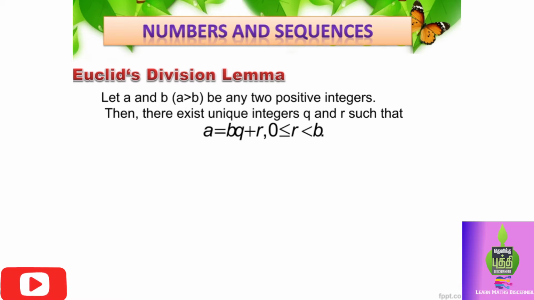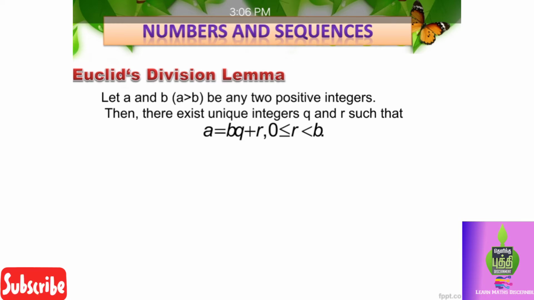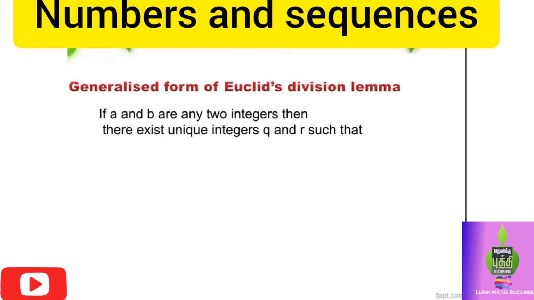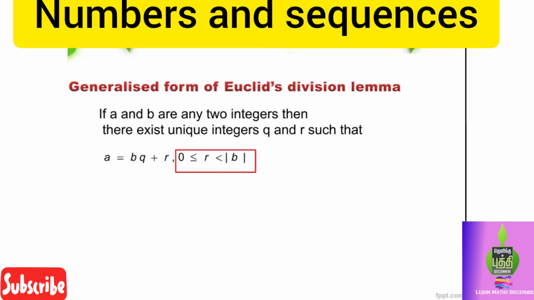In the lemma, we have seen a = bq + r, where 0 ≤ r < b, and it only consists of positive integers. But in the generalized form, we can take negative integers also, which means a and b are two integers. Then there exist unique integers q and r such that a = bq + r, 0 ≤ r < |b|.